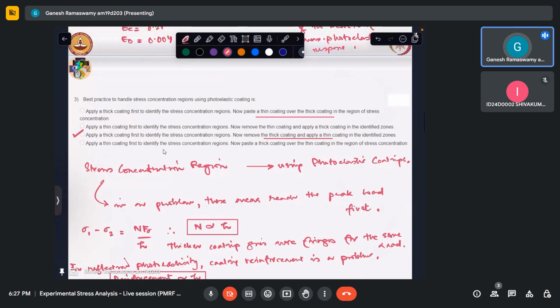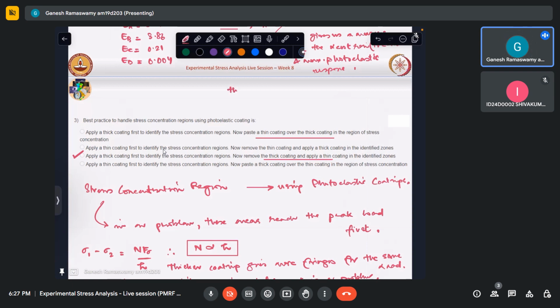Essentially, it is made of the same material, irrespective of the coating. So thin plus thick only gives a greater thickness, which provides more reinforcement, which is something we want to avoid in the first place. So naturally, once we identify the regions, we have to remove the coating, do the preparation, and again apply the thin coating and carry out the test. Okay, so I hope this is clear.